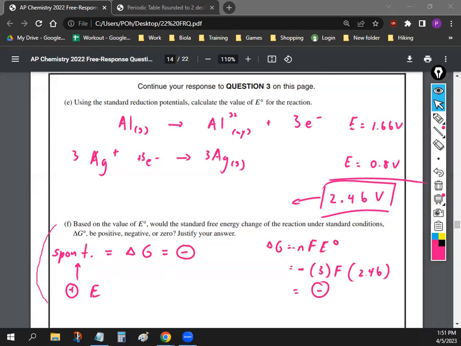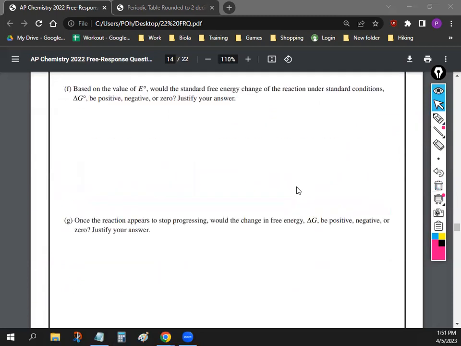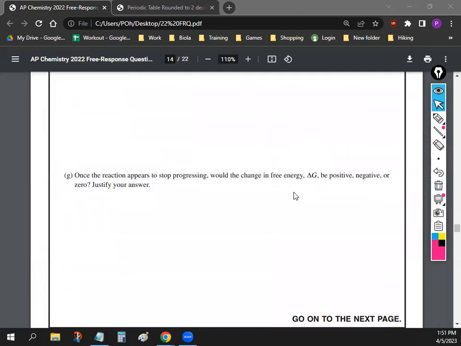Oh, there is a G. Sorry, my fault. Okay, but everything good up to here? Okay, let's go to G. So this will be the last one that we go over today. Once the reaction stops progressing, would the change in free energy be positive, negative, or 0? So if the reaction stops, what do you guys think? 0. There you go.